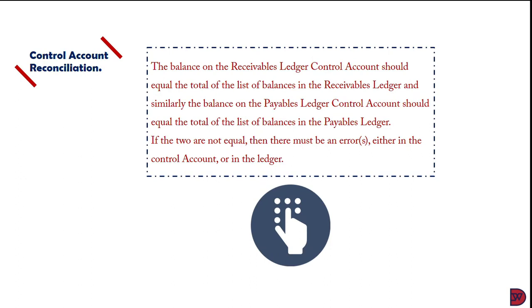Let's come to control account reconciliation. The balance on the receivables ledger control account should equal or sum up to the total of the list of balances in the receivables ledger. And similarly, the balance on the payables ledger control account should equal the total of the list of balances in the payables ledger. If the two are not equal, then there must be an error or errors either in the control account or in the ledger.